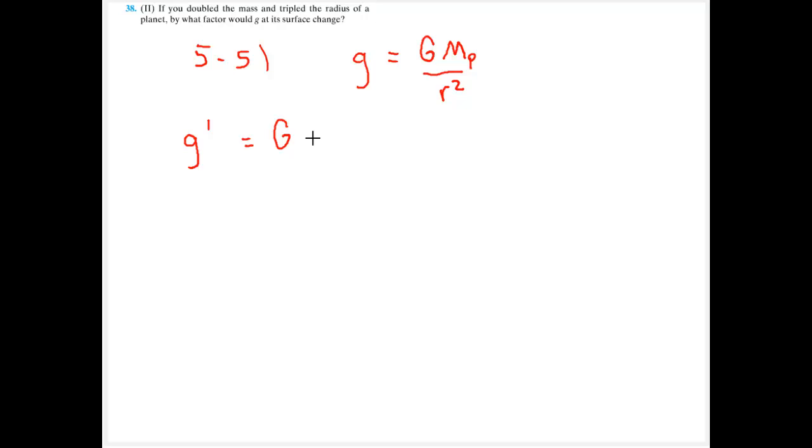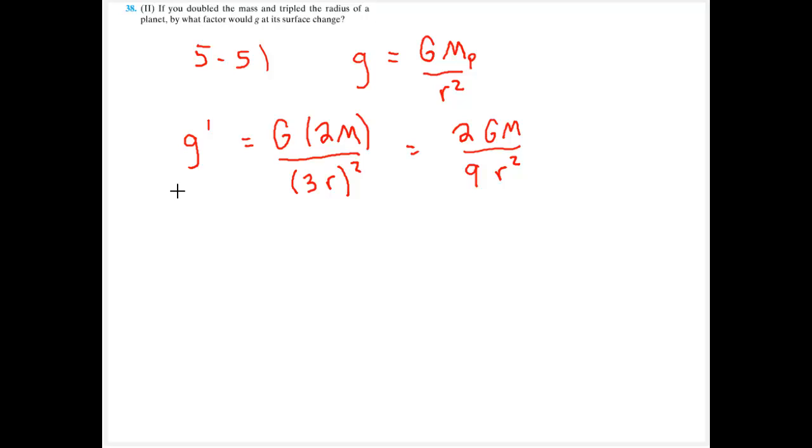So Newton's gravitational constant isn't going to change, but now I've doubled the mass of this guy, and I'm going to triple the radius. So I go ahead and I crank this guy out. I end up with 2 big G m, 3 squared is going to be 9, 9 r squared.